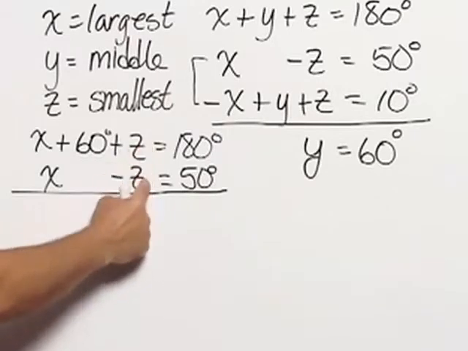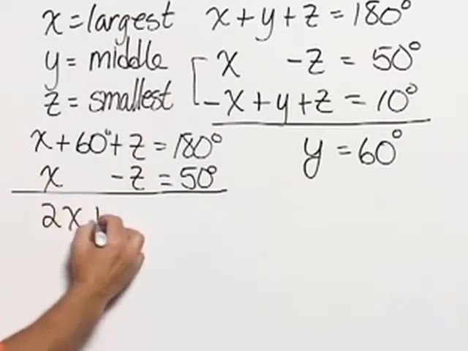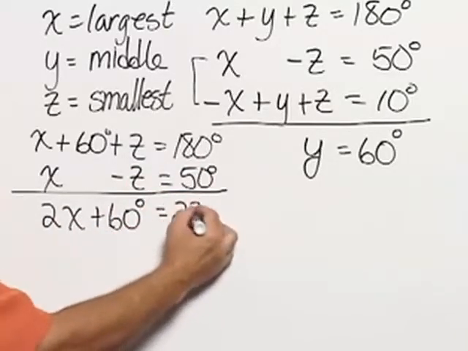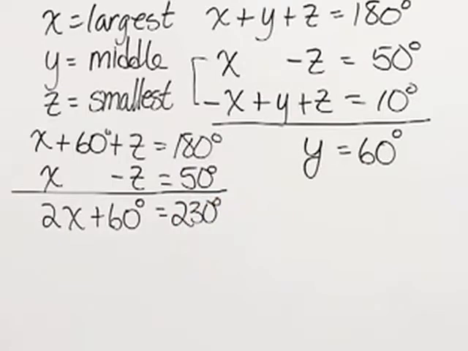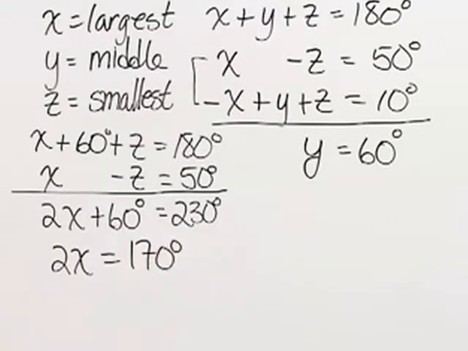The z's are eliminated. That leaves me with 2x plus 60 equals 230 degrees. Subtract 60 from both sides. That would leave us with 2x equals 170 degrees. And then divide both sides by 2. And we have that x would be equal to 85 degrees.